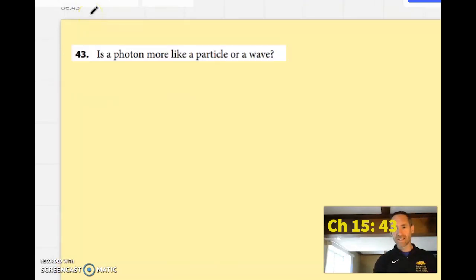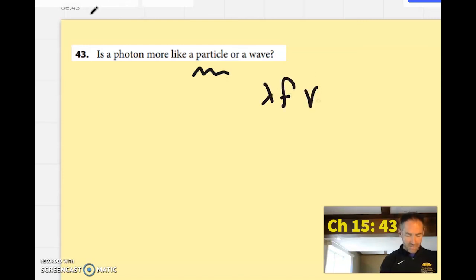Number 43 asks, is a photon more like a particle or a wave? That's a good question, right? And as I talked about in the lesson video on this, it's kind of both. If you force me to pick, I might say it's a little bit more like a particle, but it's still totally like a wave. It has wavelength, it has frequency, it has wave speed, it has period, it can interfere. I could take two of them and I can interfere at a spot. It does everything that a wave does.